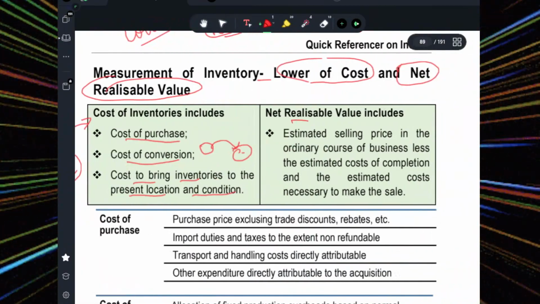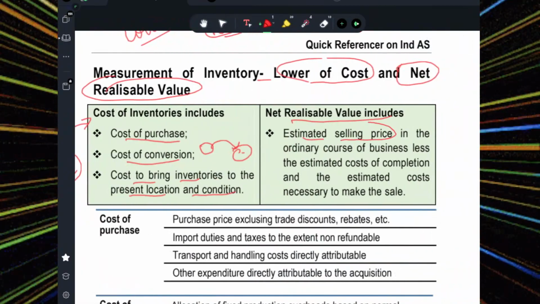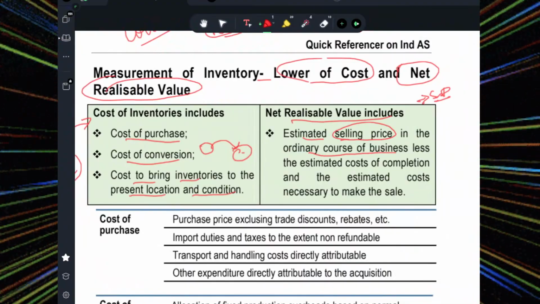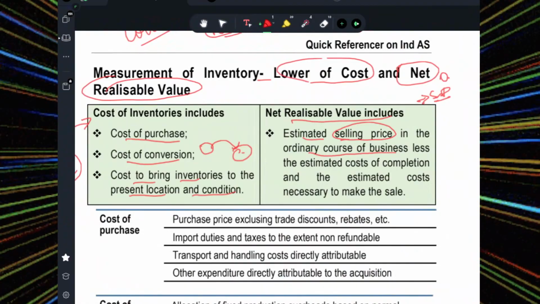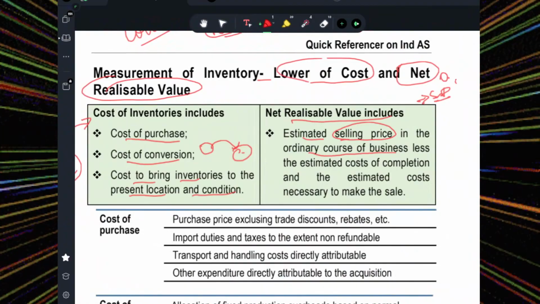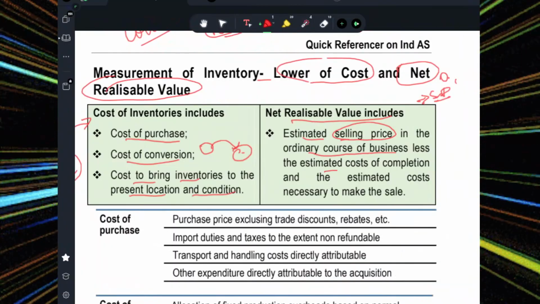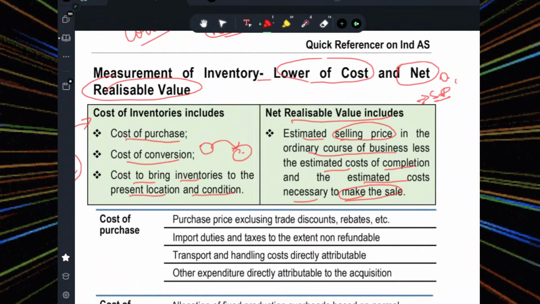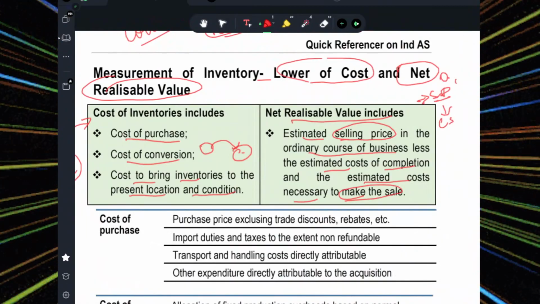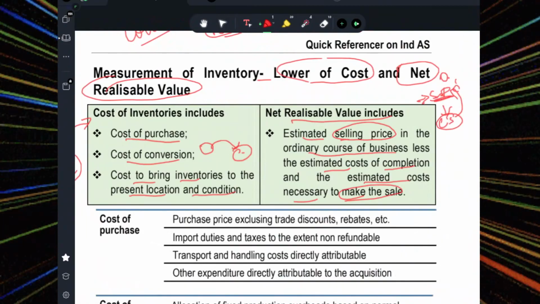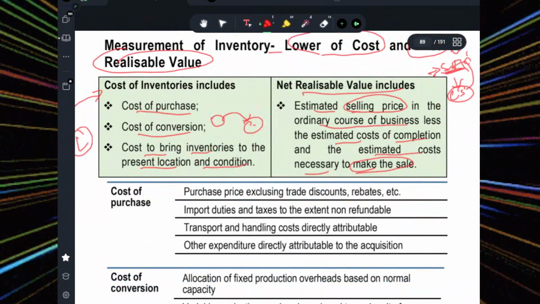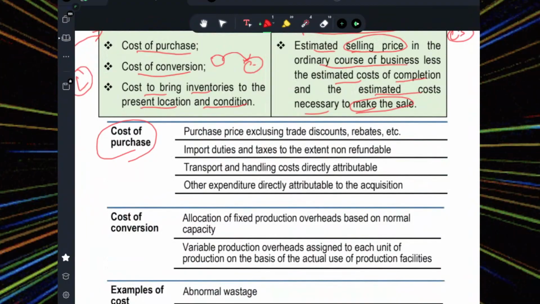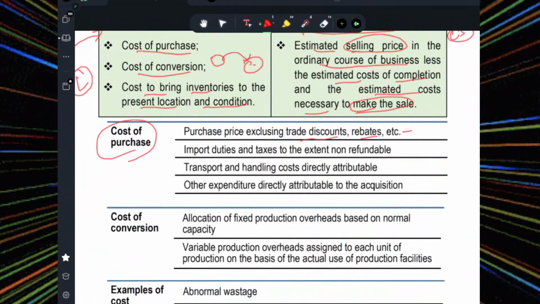Net realizable value includes the estimated selling price. I have provided a selling price for this good, in the ordinary course of business, not an extraordinary course. We can't overestimate it. Less the estimated costs of completion and the estimated costs necessary to make the sale. I want to sell it, what will be the selling cost? After subtracting it, I come to this, that is net realizable value. The cost of purchase: what is the cost of purchase? Purchase price excludes trade discounts, rebates, etc.